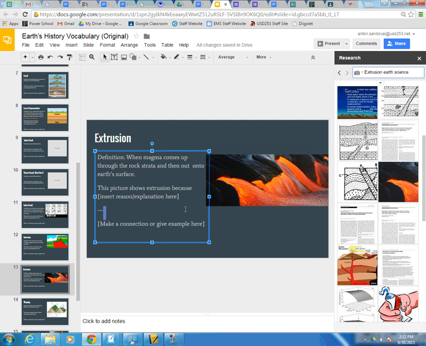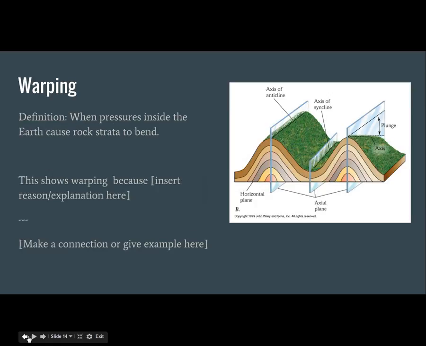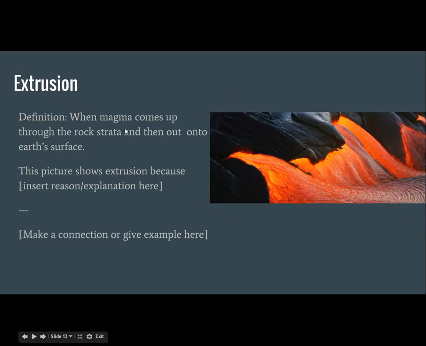And here's what extrusion is. Okay, extrusion is when magma comes up through the rock strata and then out onto Earth's surface. So EX means out, and so that's when the magma comes out onto the Earth's surface. And the picture shows extrusion because you can see this lava coming out of the Earth's surface and onto the surface. All right, so you want to make a connection.